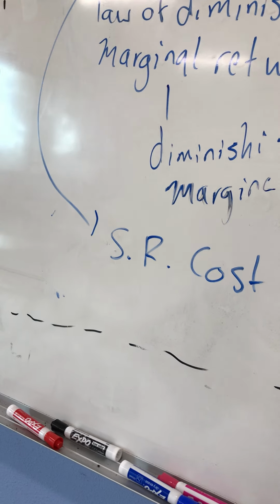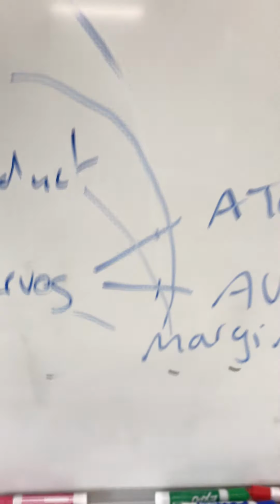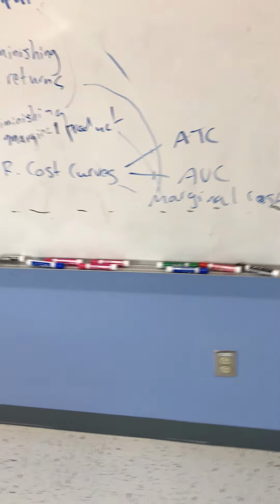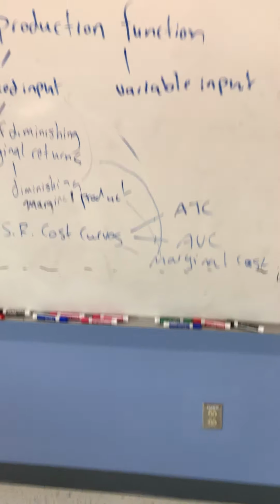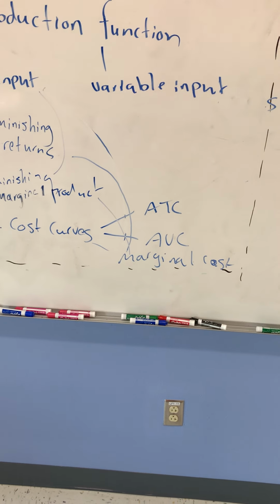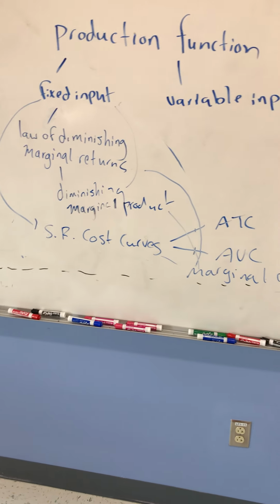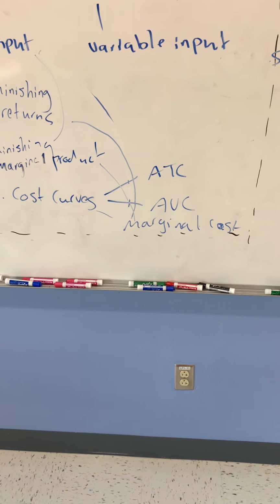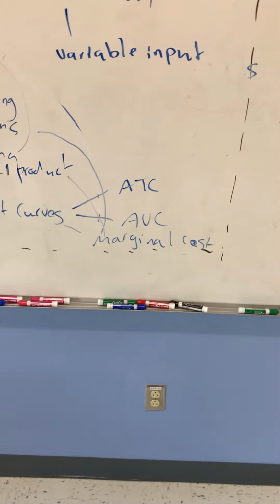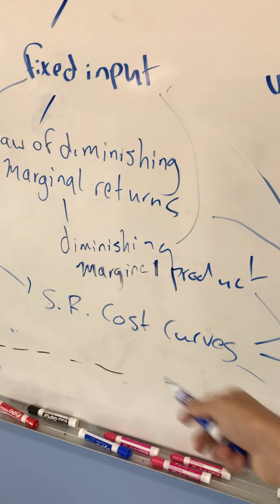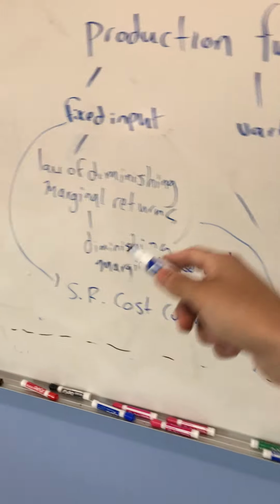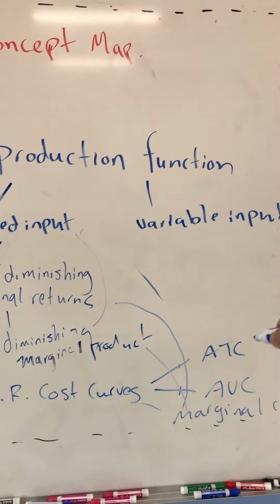I'm going to draw it between diminishing marginal returns and diminishing marginal product, right? Your marginal cost is not going to be constant in a short-run production function because we hold one input in the factor of production fixed. Your marginal cost, we should expect it to increase because of diminishing marginal product, right? We can explain those connections that were in our concept map.